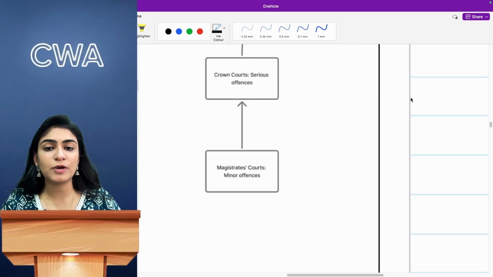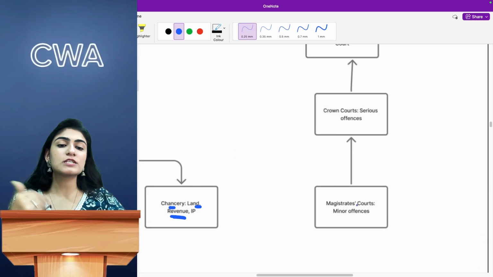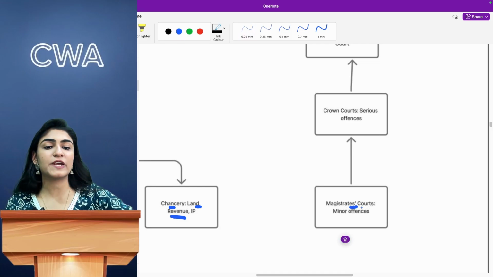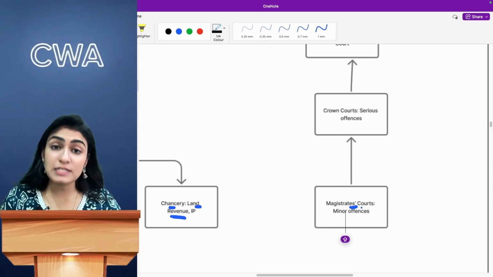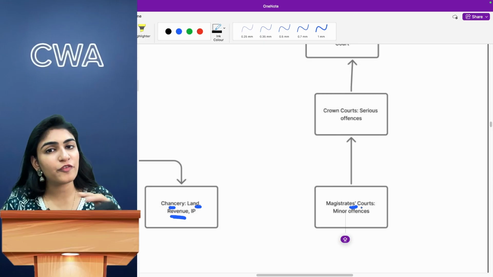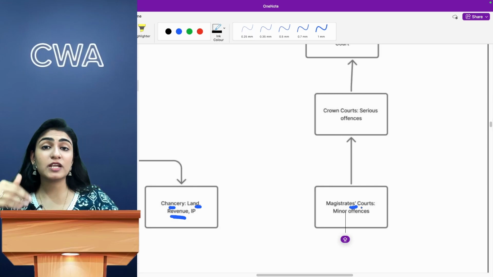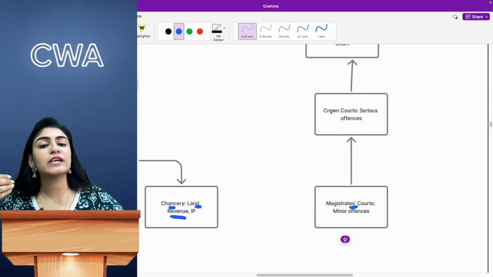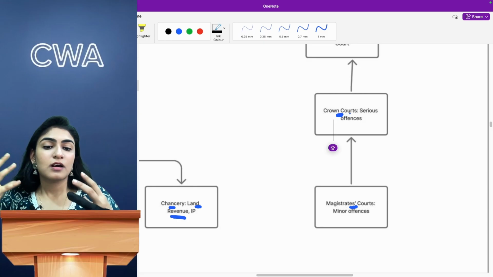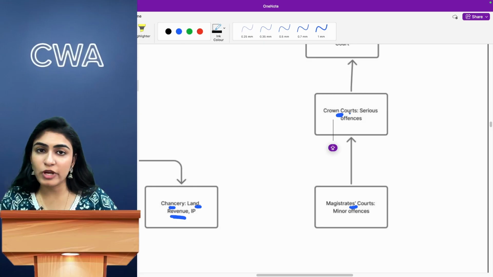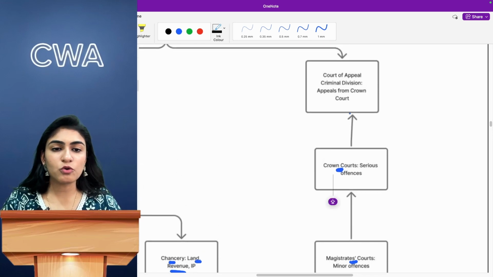Let's also discuss the criminal division. In the case of the criminal division, you are first supposed to go to the magistrate's court in case of minor offenses, where the offense is criminal but minor. However, if it is a serious offense, you can go directly to crown courts. So if it is a minor offense, you can go to the magistrate's court; if it is a serious offense, you can go to crown courts.